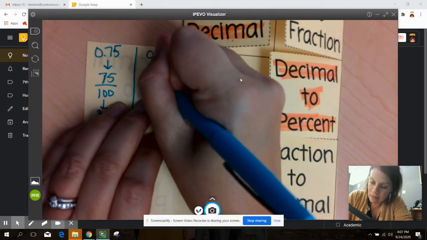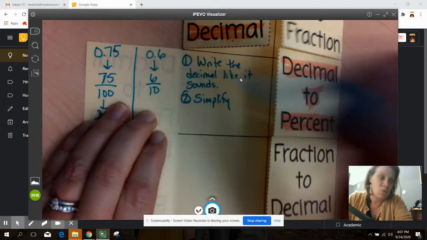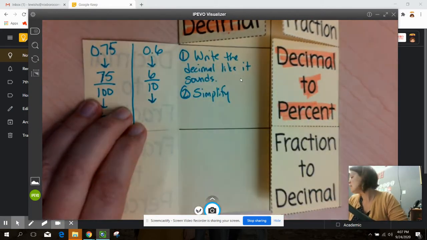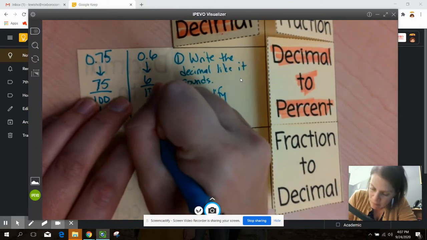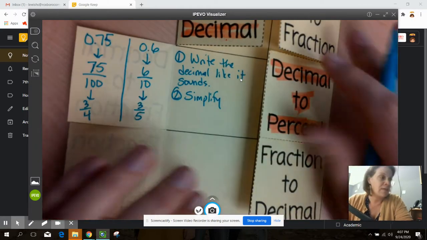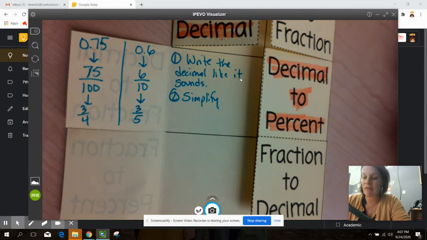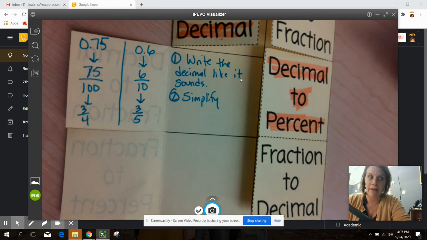Okay? This one you read as 6/10, which would look like 6/10. And that would actually simplify to 3/5, because we know that both of these can be divided by 2. Okay, so that's how you go from a decimal to a fraction. You just write it like it sounds.